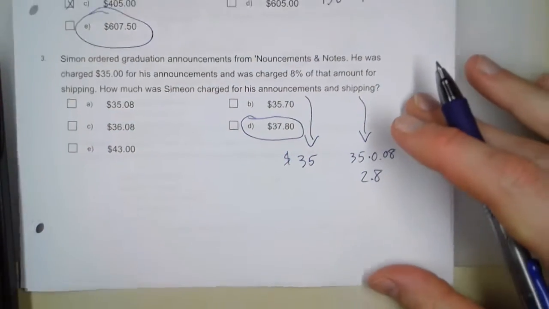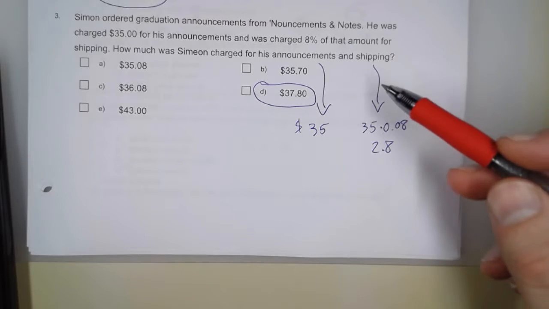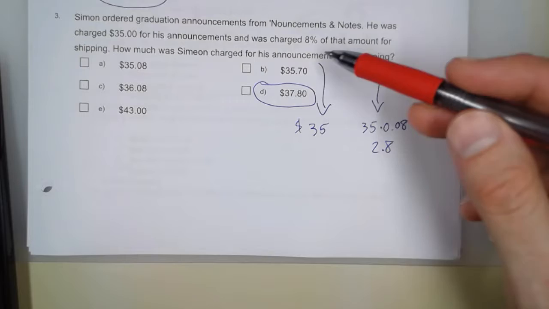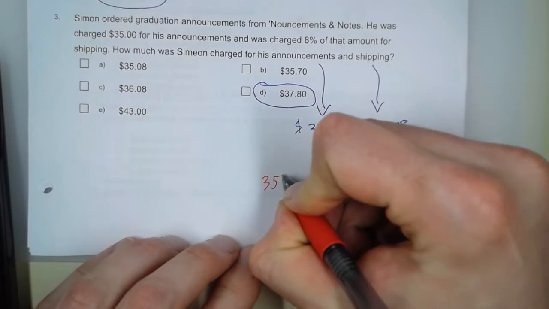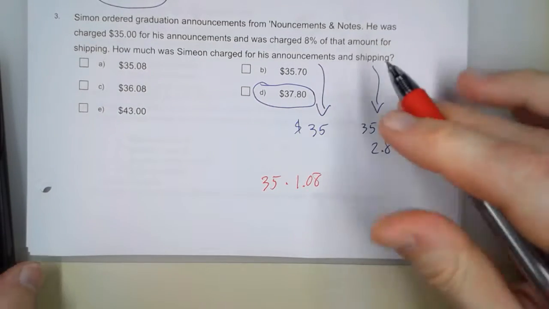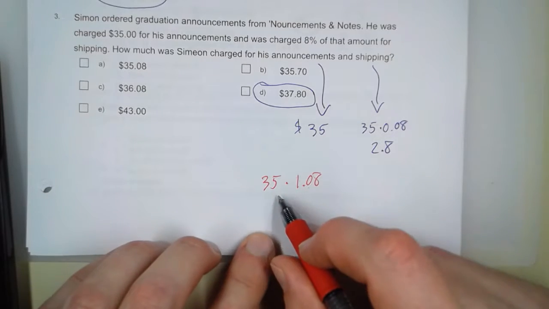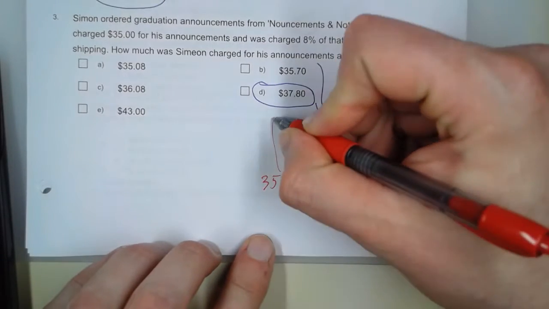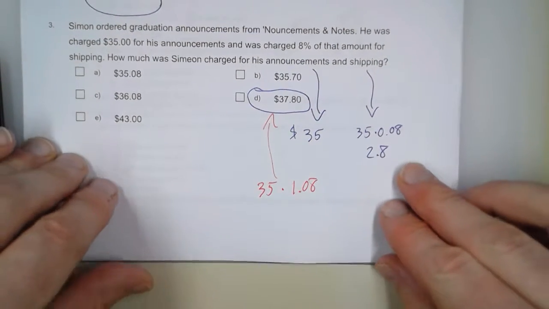So when we combine those, 35 plus 2.8 is $37.80. Now one shortcut that might save you a little bit of time is to remember that since we want the announcements plus 8% more, you can just take 35 and multiply by 1.08. And that right there will not only find 8%, but will also add in the original price. So this also will give you $37.80. So just another way to do that problem.